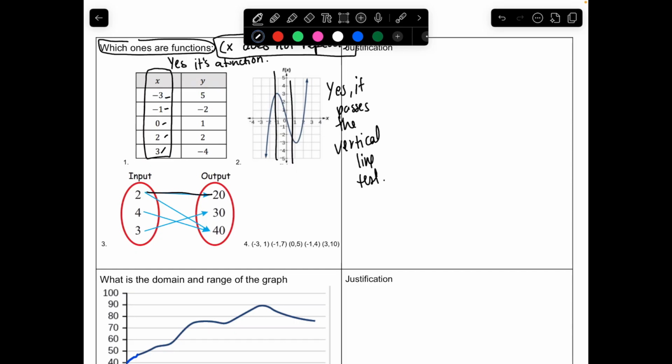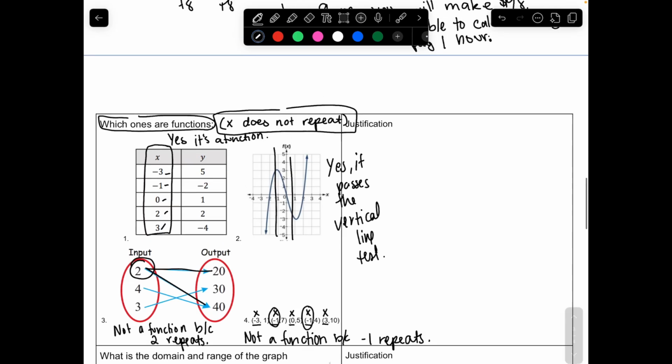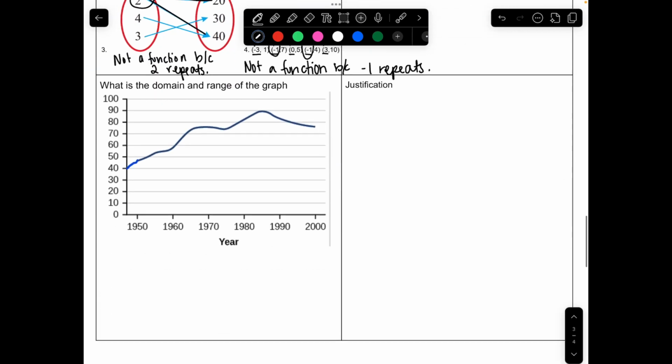And then this number 3. Look, this person did not follow the rules. It got 2 things at once. So not a function because 2 repeats. And then this last one, let's look at the x values: -3, -1, 0, -1, 3. Oh, look, this one repeats. Not a function because -1 repeats. Okay, this is like solid 4 for me.